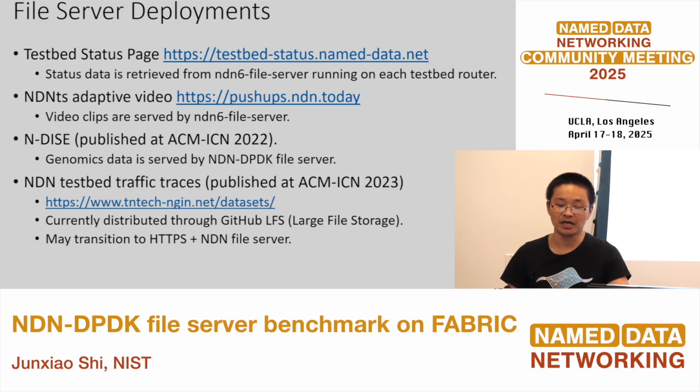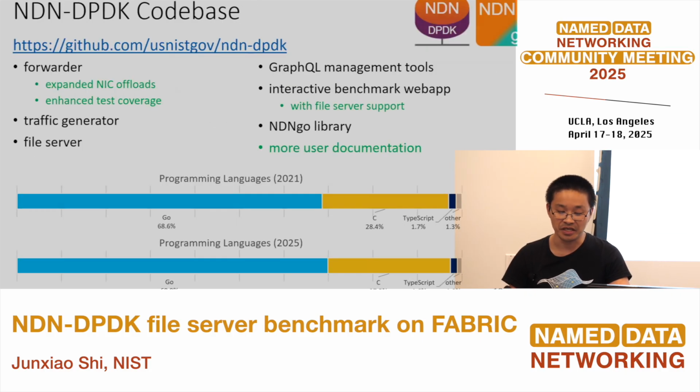Finally, it's a quick update on the NDN-DPDK codebase, since it's been 4 years since I last presented this. In the forwarder, we expanded the hardware offload for the Ethernet adapters. We also enhanced the test coverage. In the interactive benchmark web application, as I showed earlier, it now supports the file server in addition to the ping server. And we also added some user-facing documentation. Thank you. Here are some links, and please ask questions.